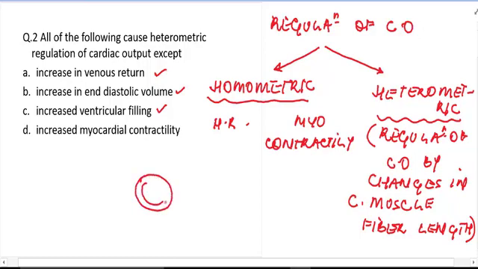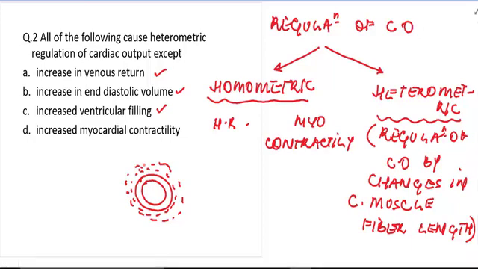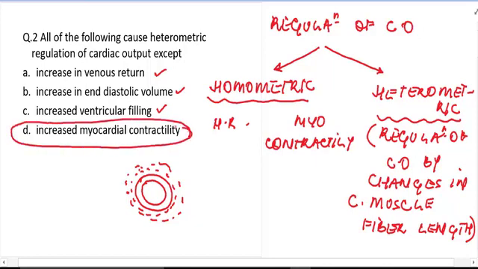If you look at this, this is the ventricular muscle here. All these three factors will increase the cardiac muscle length, and this will cause an increase in the tension generated up to a physiological limit. This is as per the Frank-Starling's law. But increase in myocardial contractility will increase cardiac output without affecting the cardiac muscle length, so this is homometric regulation of cardiac output. Changes in contractility will cause a homometric regulation.